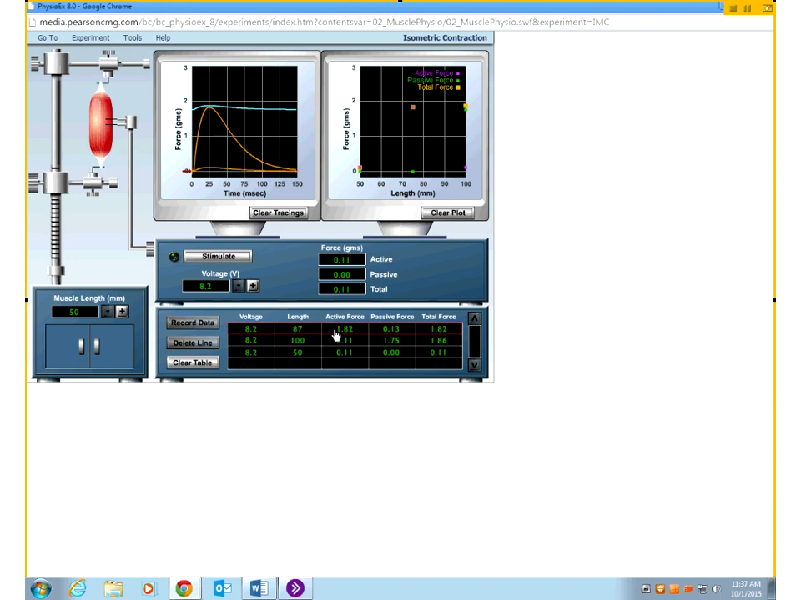So our active force was generated more when we were at the nice length where we had the appropriate number of thick filaments interacting with thin filaments. If there's too much overlap, if they're too close together and the muscle's too short, or if they're too far apart and the muscle's too long, neither one of those is actively going to give us a nice, good contraction.